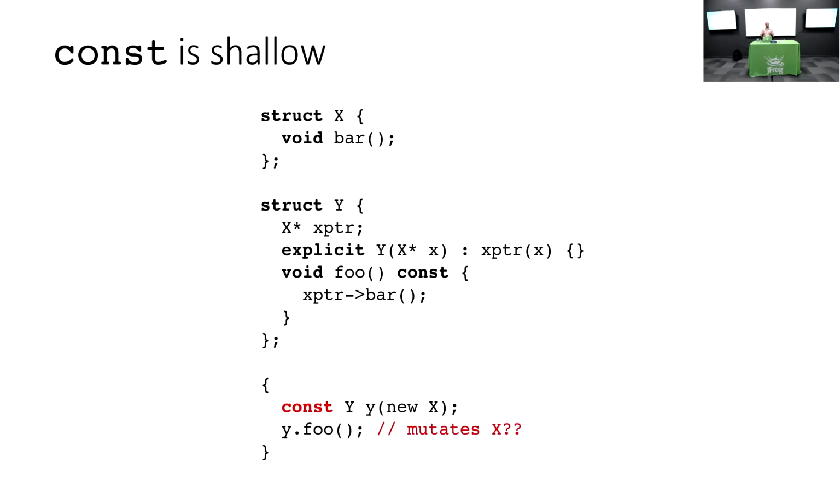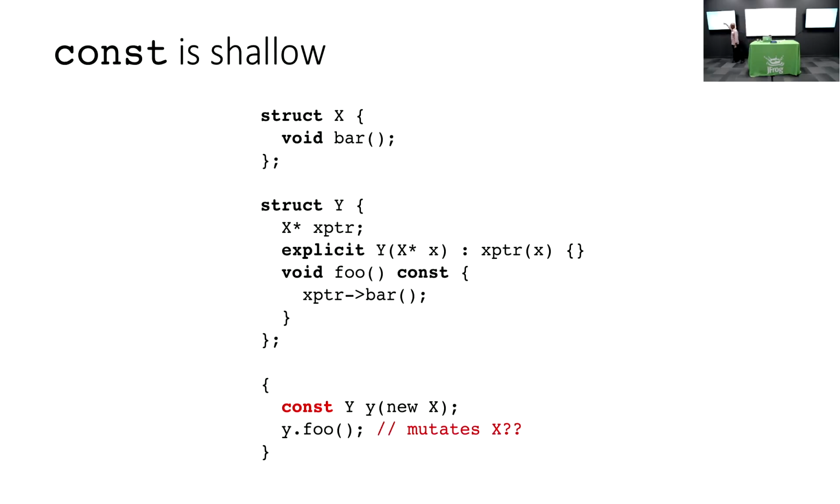So consider this example. We have struct x and a function bar. It's not a const function. And in struct y, we have a pointer to x, and function foo, which is a const function, calls bar on the pointer of x. So a const function is calling a non-const function. And down below we have a const value of y, and it is calling foo.